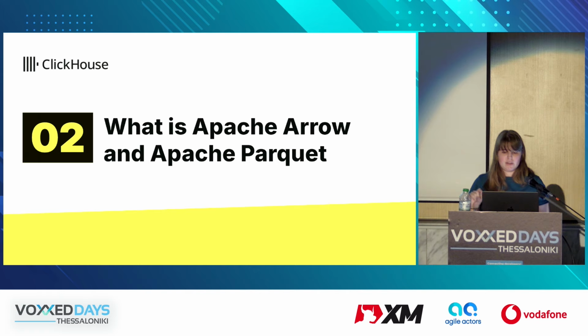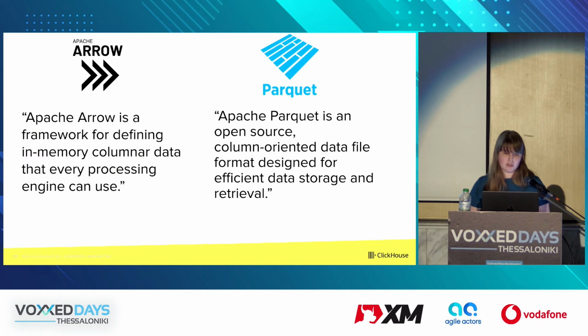So what is Apache Arrow and Apache Parquet? This is straight up from their websites, by the way. These are quotes from the Apache website as to how they describe themselves. Apache Arrow is a framework for defining in-memory column data that every processing engine can use. Great. Apache Parquet is an open source column-oriented data file format designed for efficient data storage and retrieval.